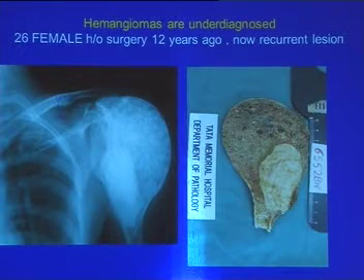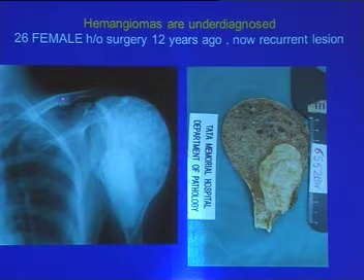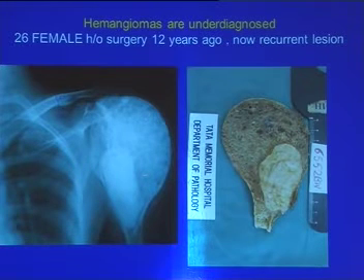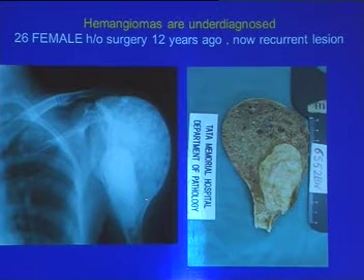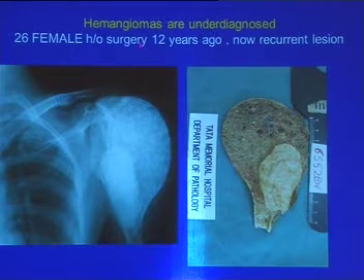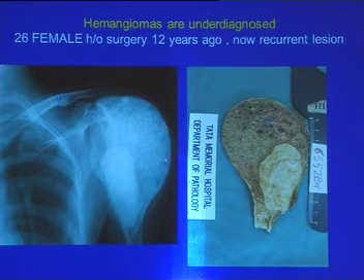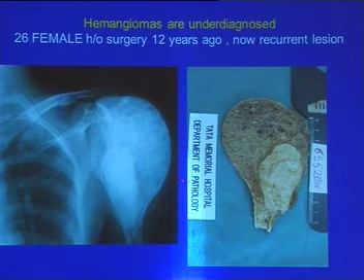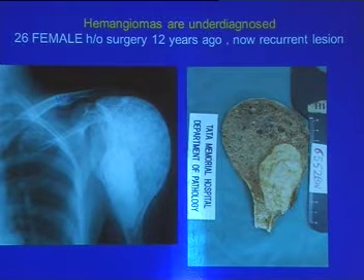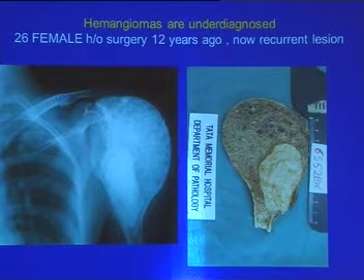Okay, now this is an interesting case. This lady who was 26 years old when I saw her had a history of surgery 12 years ago, and then she had this recurrent lesion. She came from another city, and you can see this huge lesion, and you could see this cement which was put during her first surgery. And here you see this net-like appearance, and there's a lot of opacification.